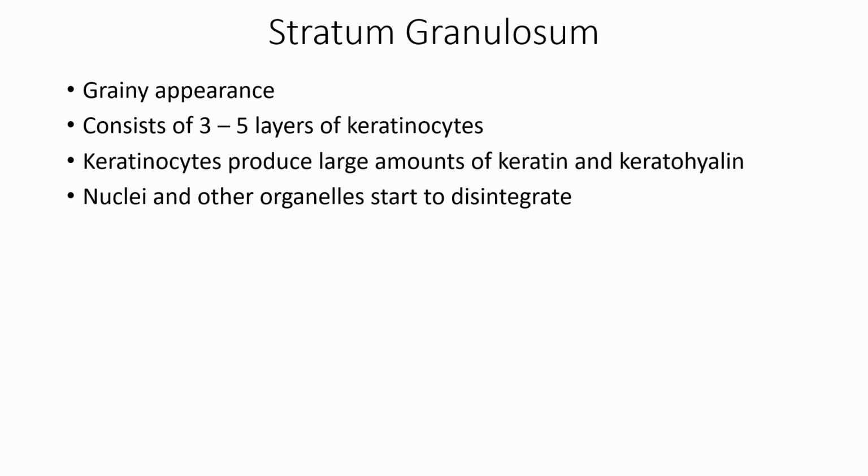Right. Getting into the middle, we have the stratum granulosum, and as the name implies, they have a grainy appearance. This one's a little bit thinner, just about 3 to 5 layers of cells, and this is where we're getting the production of all that keratin, right, and keratohyalin. But I'm really worried about the keratin here. So they're producing large amounts of keratin, and these cells are starting to break down a little bit. The nucleus and the organelles are starting to disintegrate at this point.